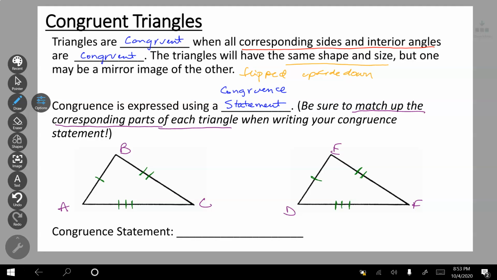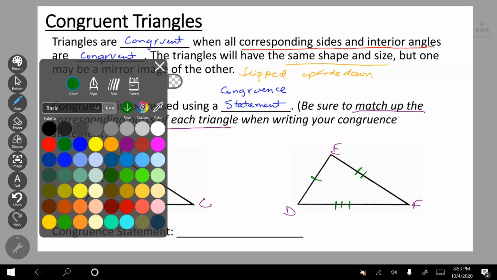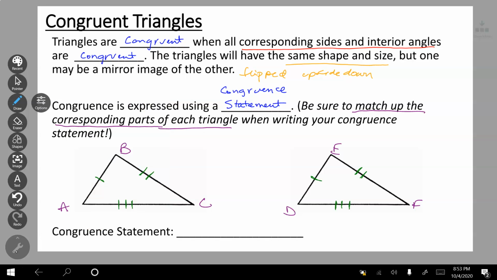Okay, I also have to show that the angles are congruent. And so I have this angle here at A with one tick is going to be congruent to this angle here at D, which has one tick. Angle B with two ticks is congruent to angle E with two ticks. And then angle C with three ticks, and angle F with three ticks.